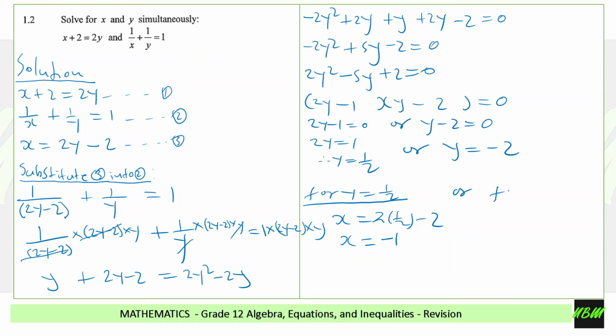Or now for y is equals to 2. So now in equation number 3, in place of y we are going to substitute 2. So we have 2 times 2 minus 2. Therefore 4 minus 2 will be equals to 2.